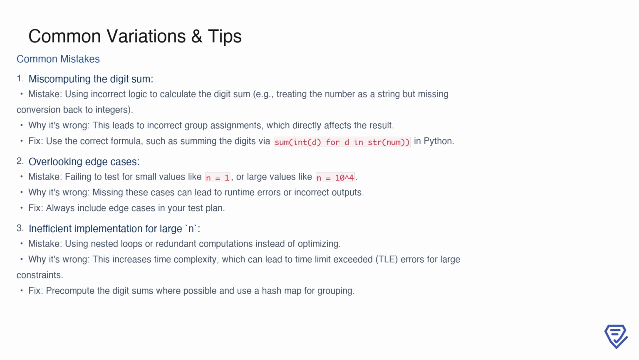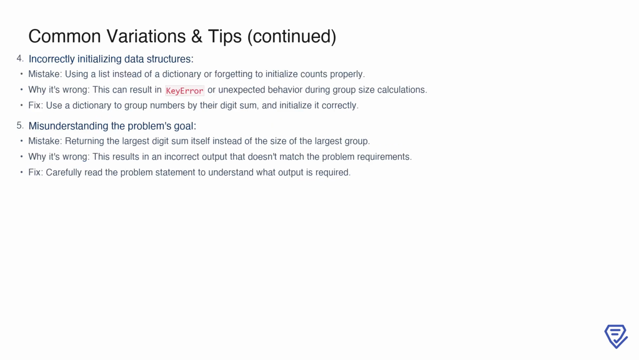Finally, inefficient implementations can also cause problems, especially for large values of n. Using nested loops or redundant calculations increases time complexity and may result in time limit exceeded errors. Instead, focus on optimizing your solution by pre-computing digit sums where possible, and leveraging a hash map for grouping numbers efficiently.